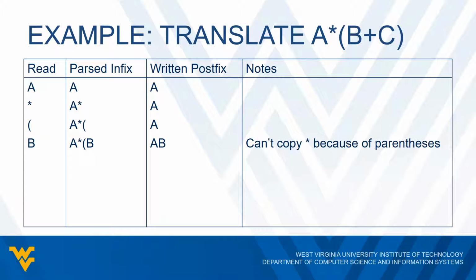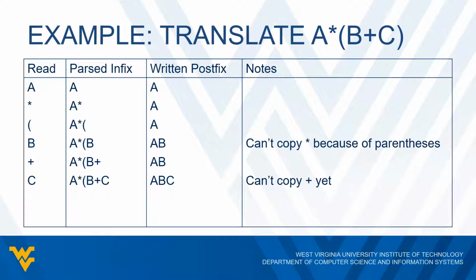We read the B, so we're going to put the B in our postfix notation, but we can't copy the multiplication symbol just yet because we still have that parentheses. So we have to handle that part first before we can handle the multiplication part. So we can't copy that symbol over right away. We then read the plus sign. We can't evaluate anything yet, so we don't copy the plus sign over just yet. We then read the C, so we'll copy that over. So right now our postfix notation is ABC.